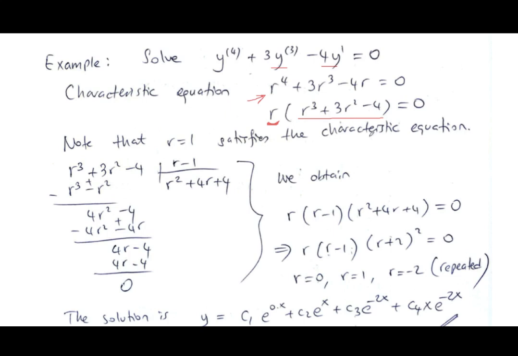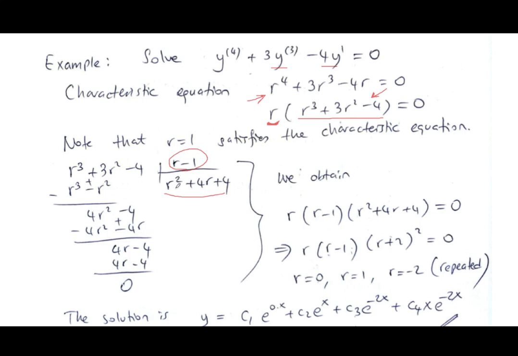And you can also easily notice that r equals 1 satisfies the cubic equation here, because 1 plus 3 minus 4 is 0. So I can do the polynomial division, and we can divide this third order polynomial by r minus 1, which is one of the roots. So we can reduce this expression into a quadratic expression. So this is the polynomial division.